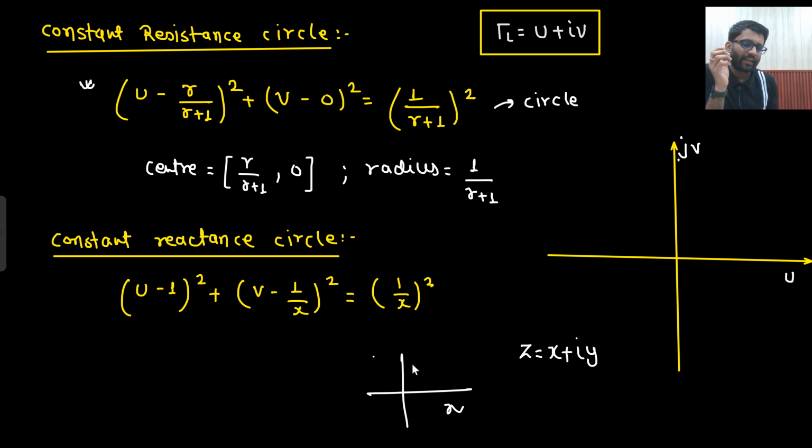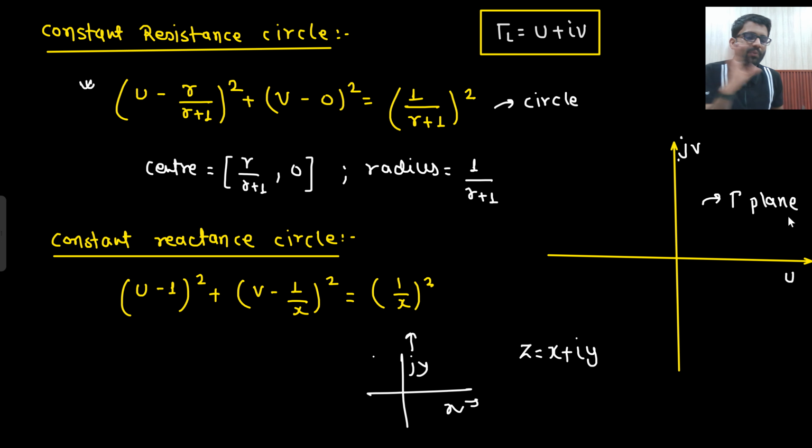So what you were doing? X here, iota Y here. So I could have called it XY plane or Z plane, or in mathematics we call it Argand plane. Similarly, this is your complex gamma plane, because gamma can be complex. So directly you can say either it is gamma plane or complex gamma plane. So this is your gamma plane.